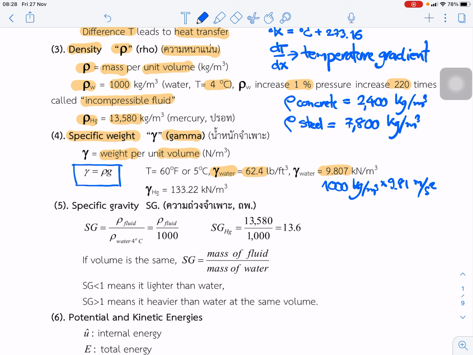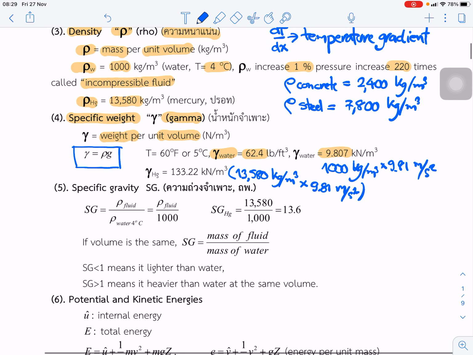And for mercury, it comes from the density, like 13,000 times 9.81. That is the specific weight of mercury.